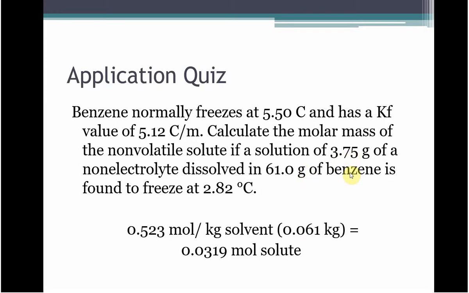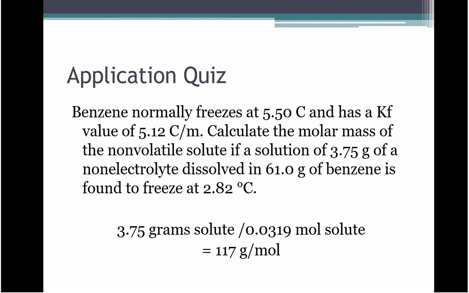Now, if you do that, you get 0.0319 mole solute, which is a little large, I think, for what you're going to see in lab, but I can't quite remember. It depends on which solute they use. So then you're going to take the grams of your solute divided by the moles of solute you calculated, and you get the molar mass. You guys are actually going to use molar mass to find out what solute was used in lab. It's kind of interesting.